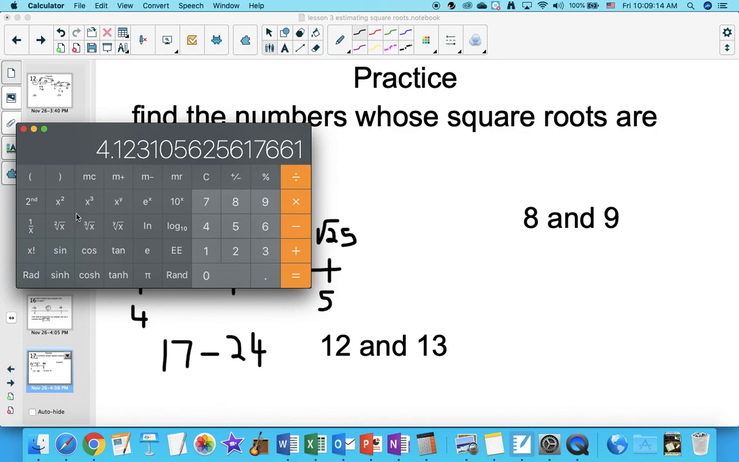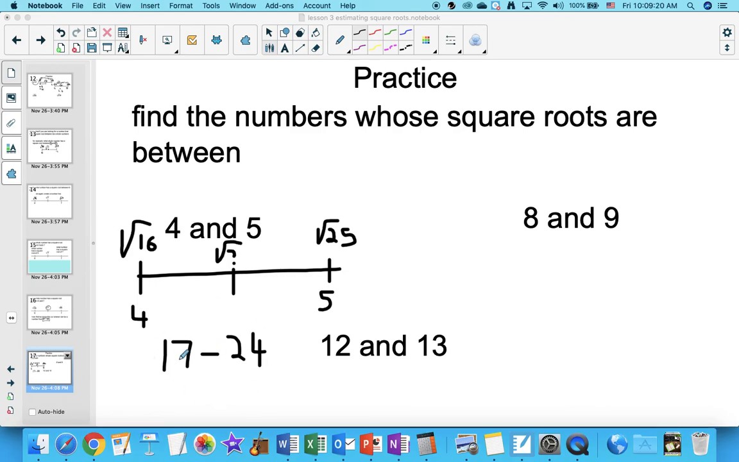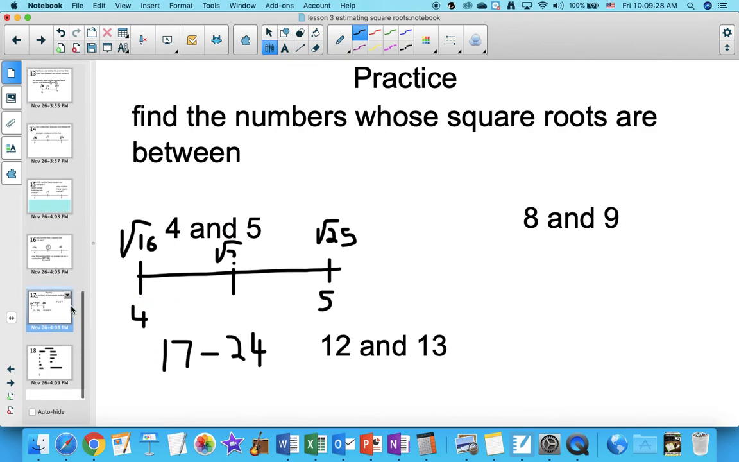The square root of 17 is about 4.1, right? The square root of 18 is about 4.2. So we know that any number between 17 and 24, if we square root it, we would get a value that's in between 4 and 5.